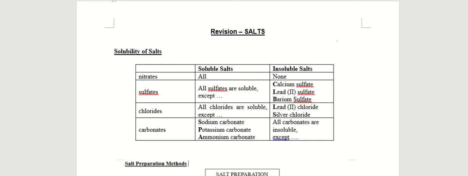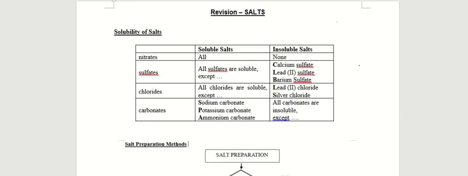Now, before we can tackle questions relating to salt preparation, it would be very good for you to familiarize yourself with the solubility of salts. So this is what you see is the solubility table. Let us quickly revise that.